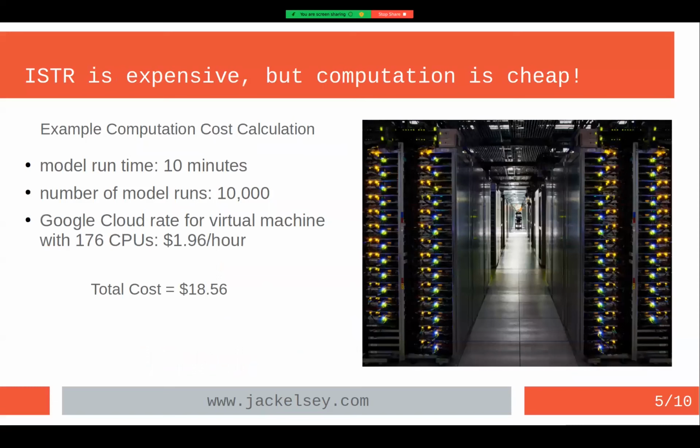Stochastic modeling requires running the numerical model many times, more times than might be feasible for your personal computer. But doing that computation in the cloud is really cheap nowadays. Here's an example calculation. If each model run takes 10 minutes and your Monte Carlo experiment requires 10,000 runs, then you can expect to pay less than $20 US. I'll note here that almost all the software that I think this work would require is free and open source.